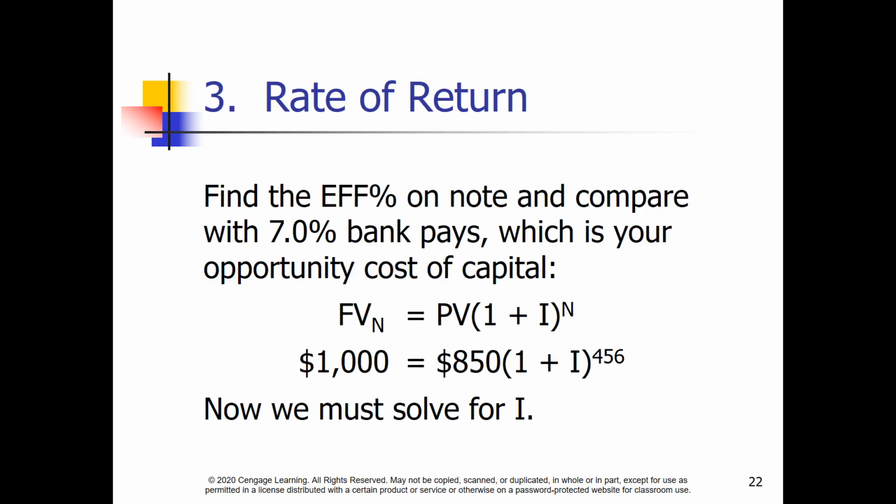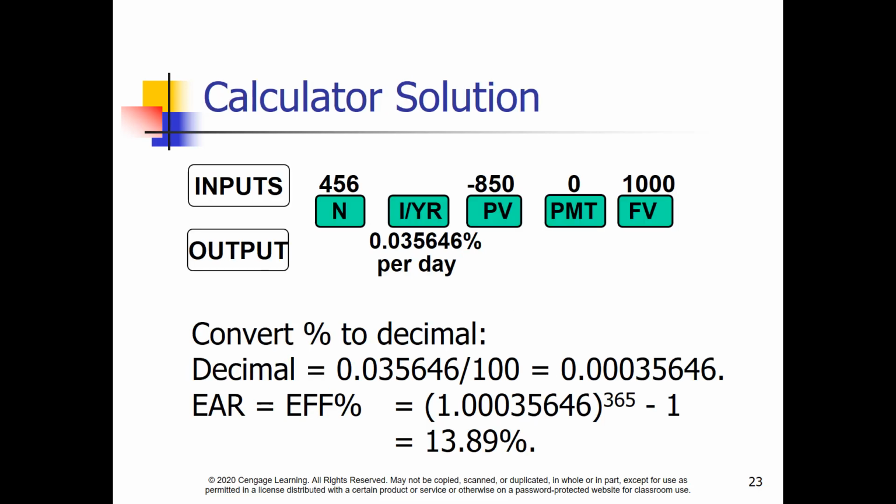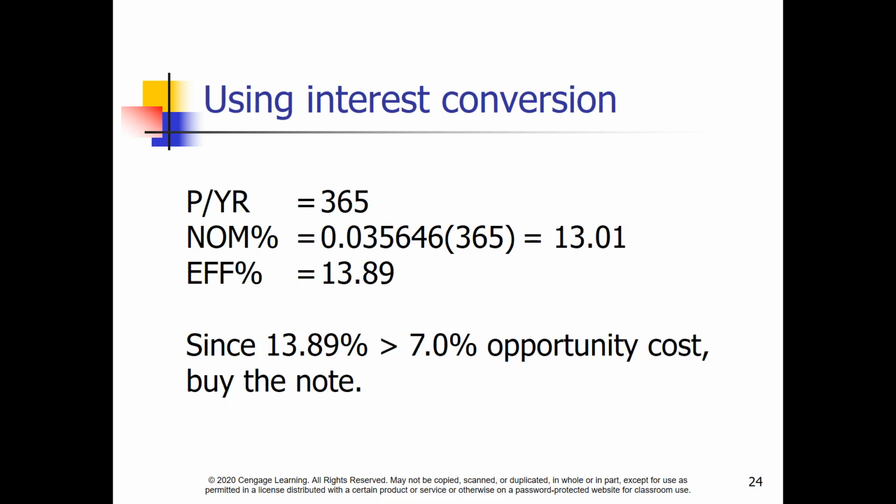Finally, compare the EARs of the two options. We already computed the bank EAR at 7%. We can find the EAR of the note in two ways. As shown above, enter the given values in the TVM keys and solve for the implied daily rate, and then convert that to an EAR. Result, $13.89. Alternately, you can use the iConvert function on your calculator. Periods per year is 365. The nominal rate is the daily rate times 365, which is 1301. Note that the daily rate was found on the previous slide. Solve for EFF. Again, the note is a better option.